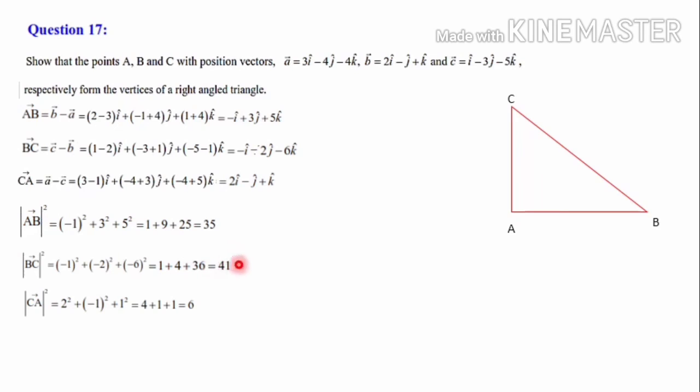So because BC is more here, 41, that we can use as the hypotenuse. That is the other two sides square, that is modulus of AB square plus modulus of CA square we can calculate. That is equal to here 35 plus 6. 35 plus 6 is 41. That 41 is the square of the third side, the magnitude of the square of the third side, that is modulus of BC square. Here therefore we can conclude ABC is a right triangle.